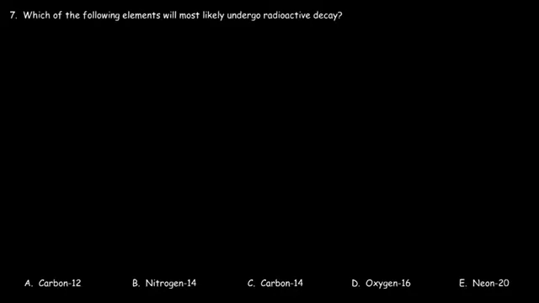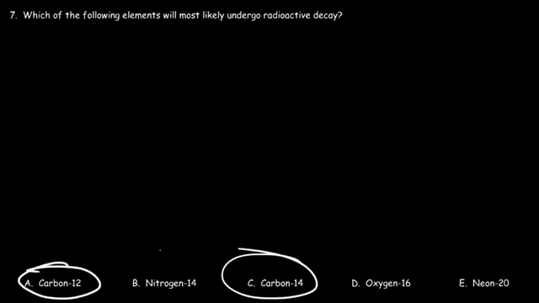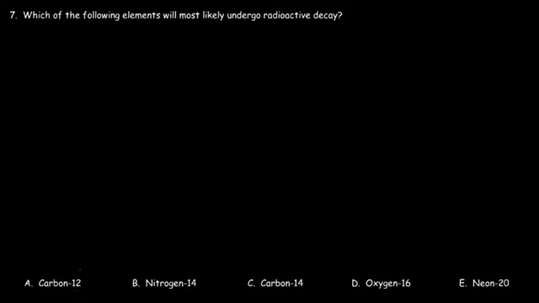Radium-227. Number 7. Which of the following elements will most likely undergo radioactive decay? So how can we tell? Is it going to be carbon-12, nitrogen-14, carbon-14, oxygen-16, or neon-20? Well, you need to know that the element that will undergo radioactive decay, or we could say the isotope, these are isotopes. They are made up of the same element, but they have different mass numbers.